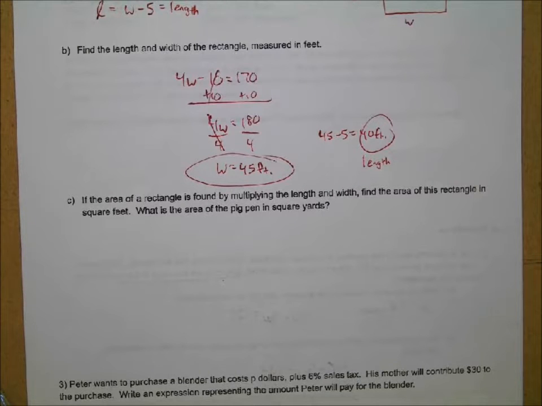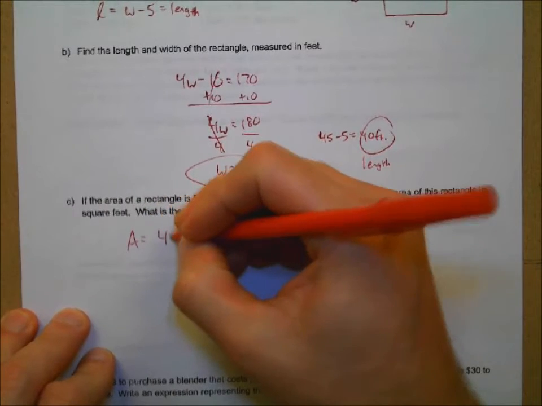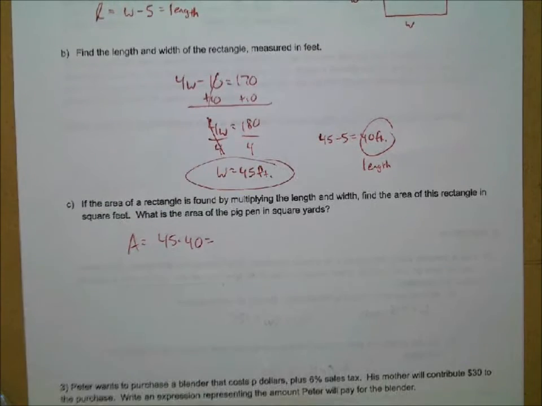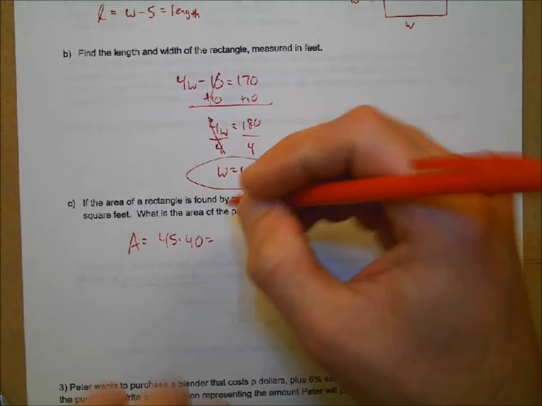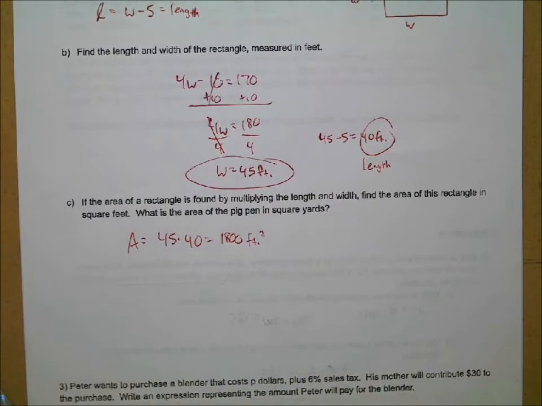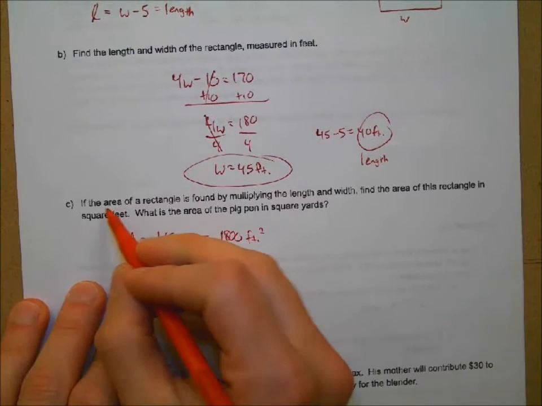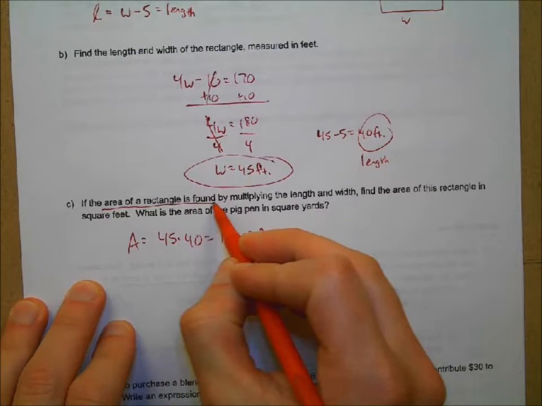Yeah, exactly right. The area will just be 45 times 40. Which, if we do that here real quick, is 1,800 feet square. Okay? So question, did you all get from the question that they were giving you the formula for area, which was length times width? I'm sure a lot of you know that, but did you see that they also shared that with you?